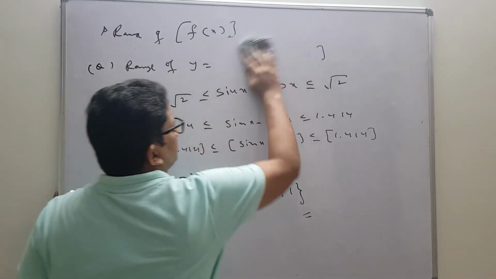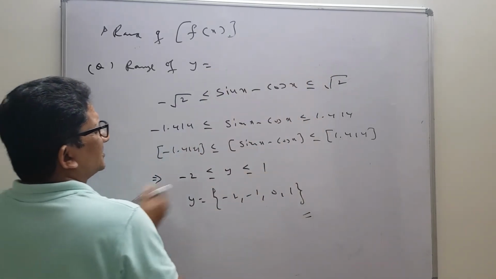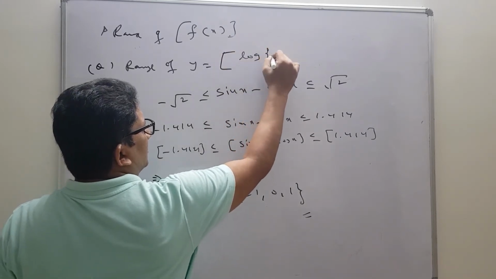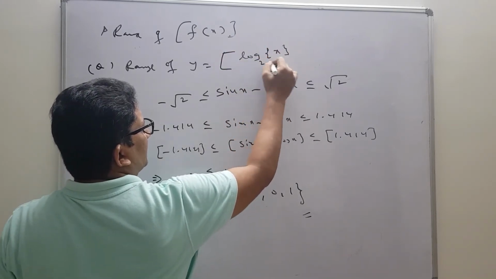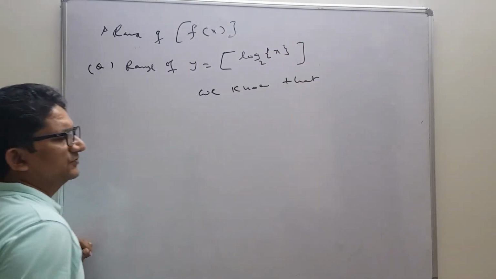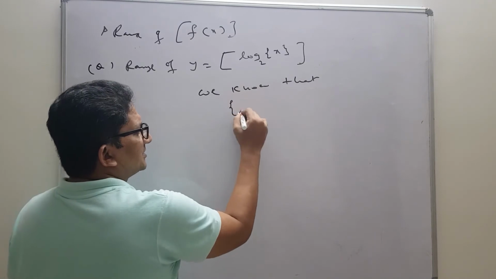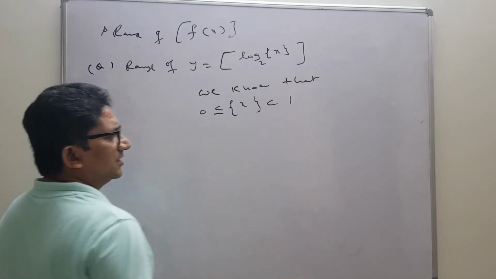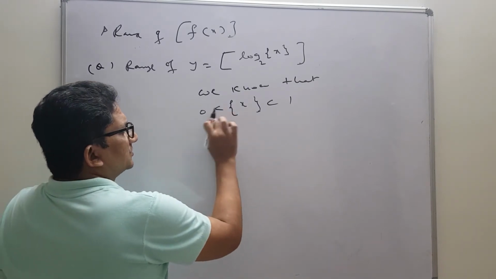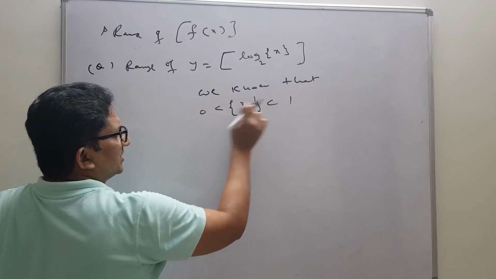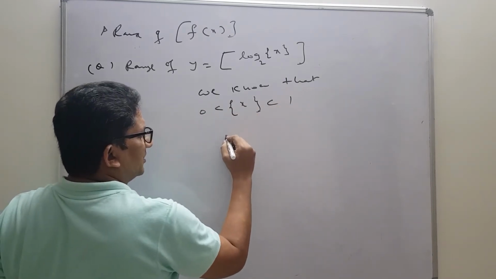Next question. Range of y equals to box of logarithm of fractional part of x to the base 2. Okay, see students, we know that fractional part of x always lies in between 0 and 1, but here 0 is not allowed. So fractional part of x we need to take in between 0 and 1. Now we need to apply logarithm.